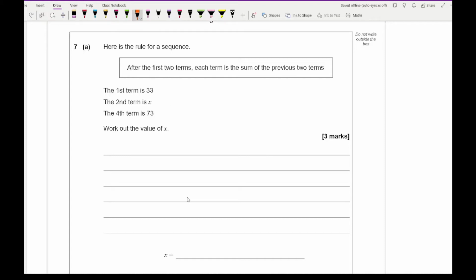So with this, if I start by just having my four spaces and start filling this in, the first term is 33, the second term is x, and the fourth term is 73. Now to work out this third term, what I've got to do is simply add the previous two terms together. So that's going to be 33 plus x. And then 73 is going to be these two terms added together. So it's going to be this plus this equals this.